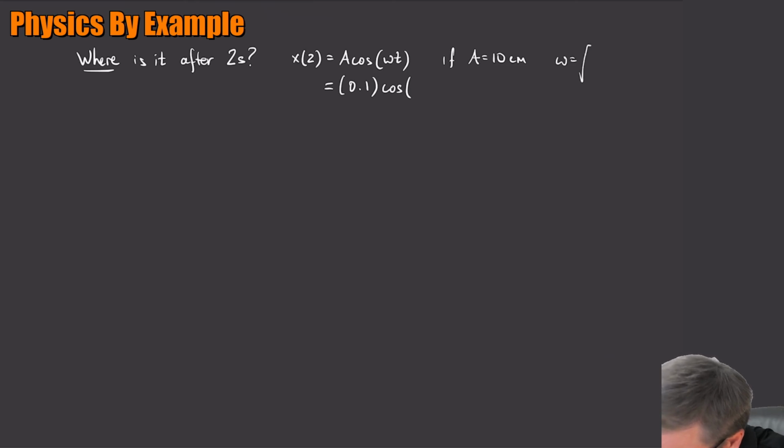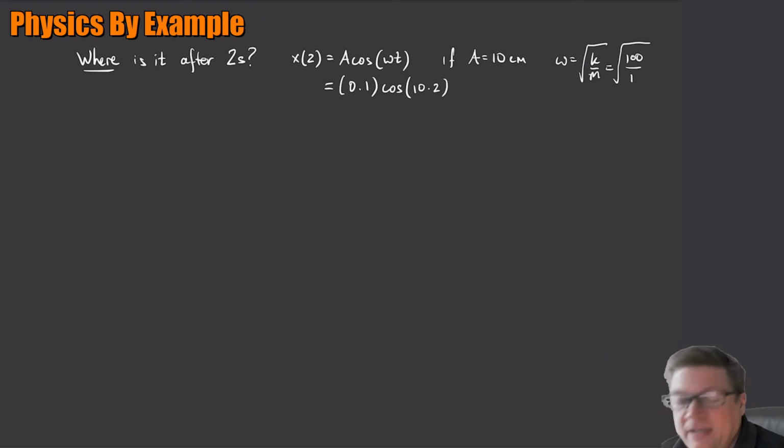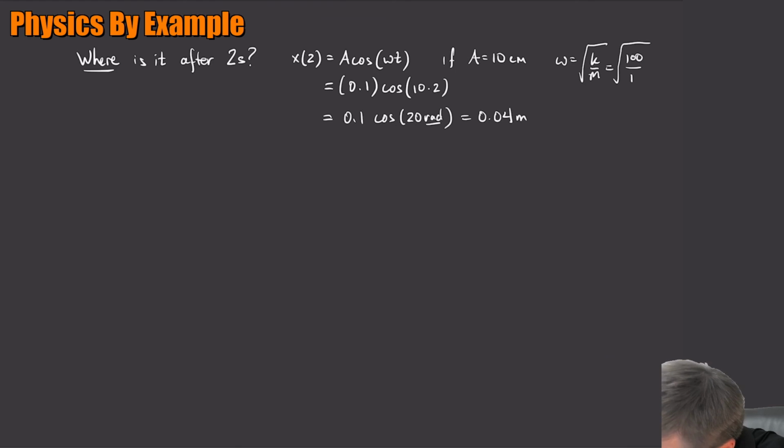Okay, we said omega is the square root of k over m, right? So this is going to be 100 over 1, or 10. So this is just going to be 10 times 2. The time is 2 seconds. So this is going to be 0.1 times cosine of 20. And just to make the point, this is in radians, right? So make sure, up to this point, your calculators have probably been in degrees. So now you need to change over to radians. And if you do that, you should wind up with 0.04 meters. So 4 centimeters away from the equilibrium position.